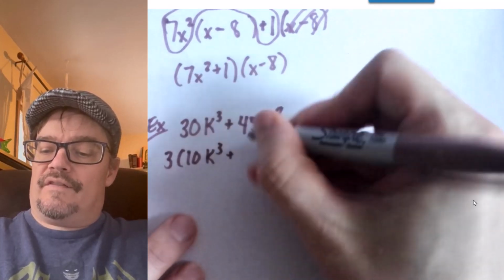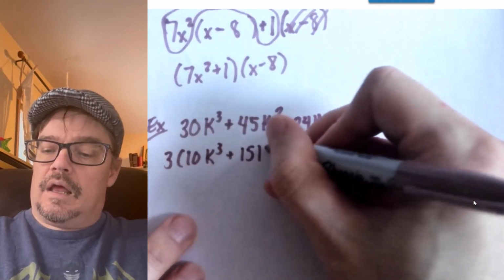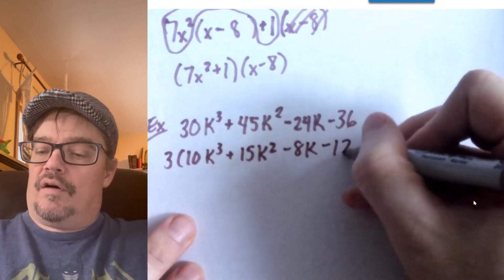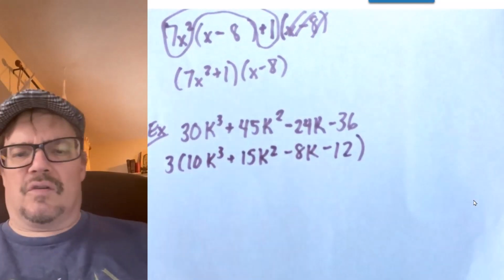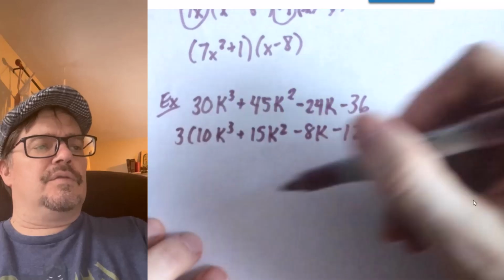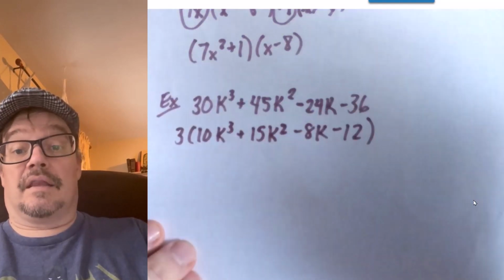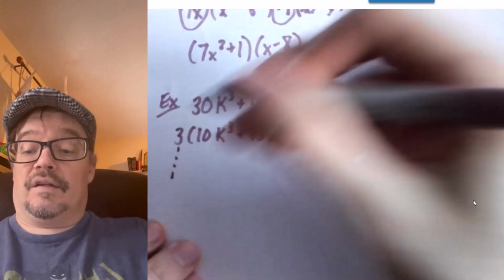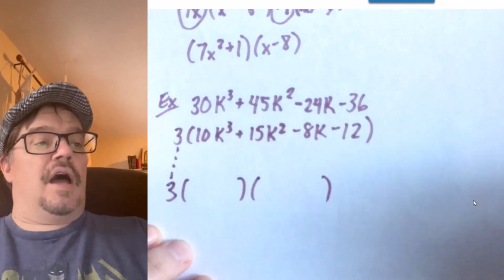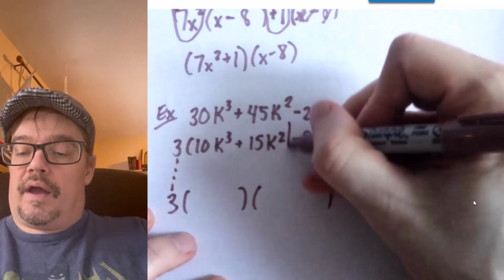Okay, 3 goes into 45 once, 15. Minus 8k, minus, and that's 12. Okay, now we're right back to normal. Just remember that once we get those other 2 parentheses, that 3 is just going to sit there. He'll be there for us, just right there, attached on.